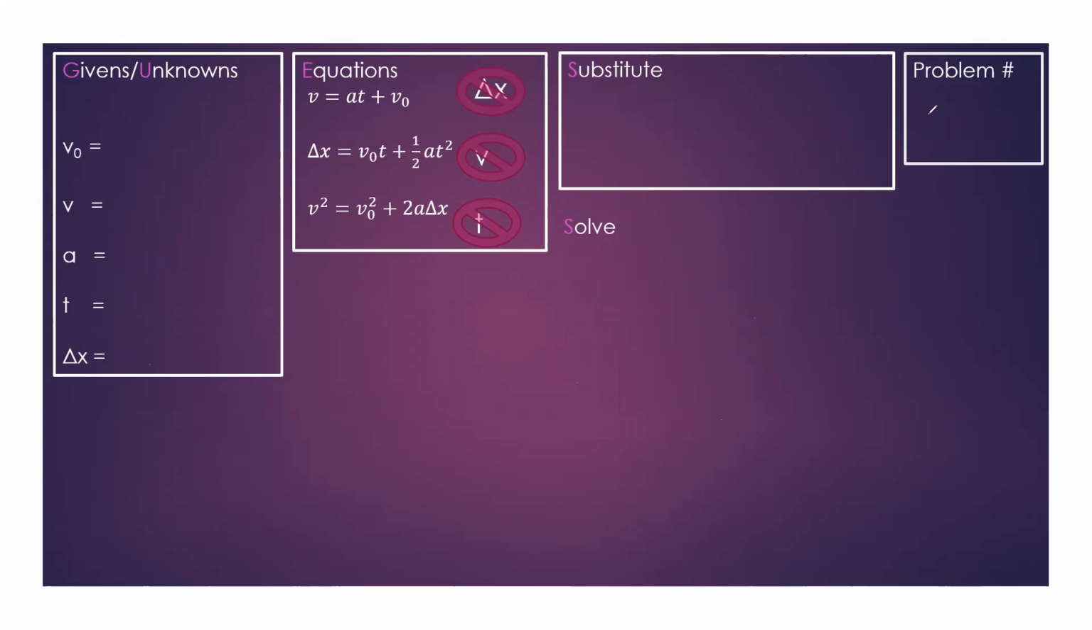Problem 14. I'll come back to that later because that's one of the other challenging problems.